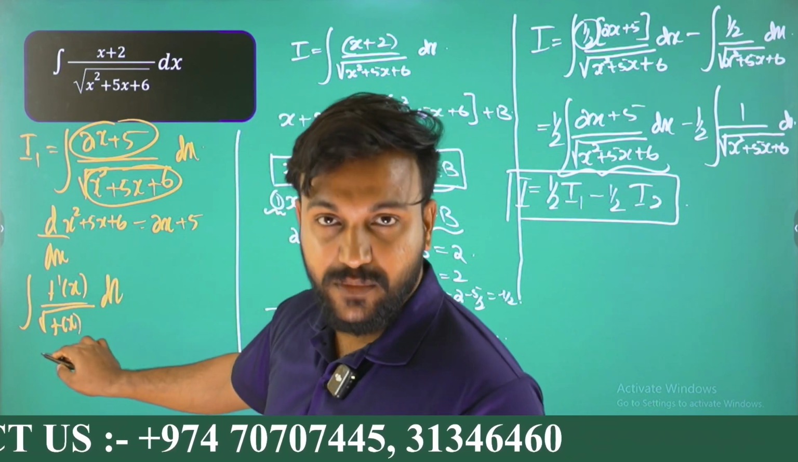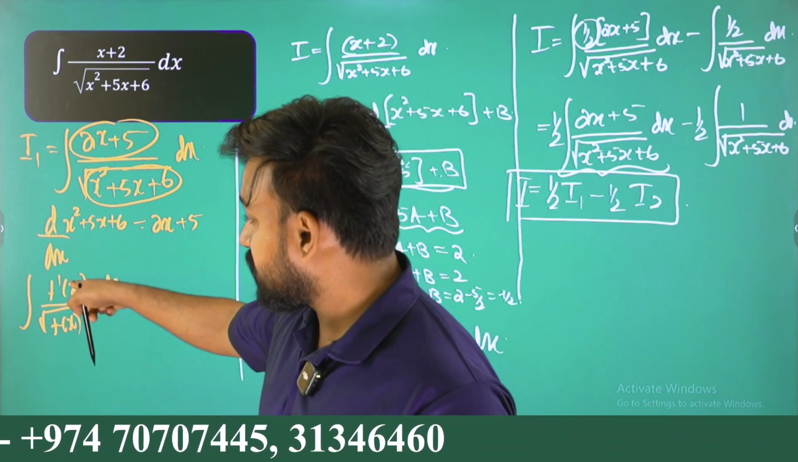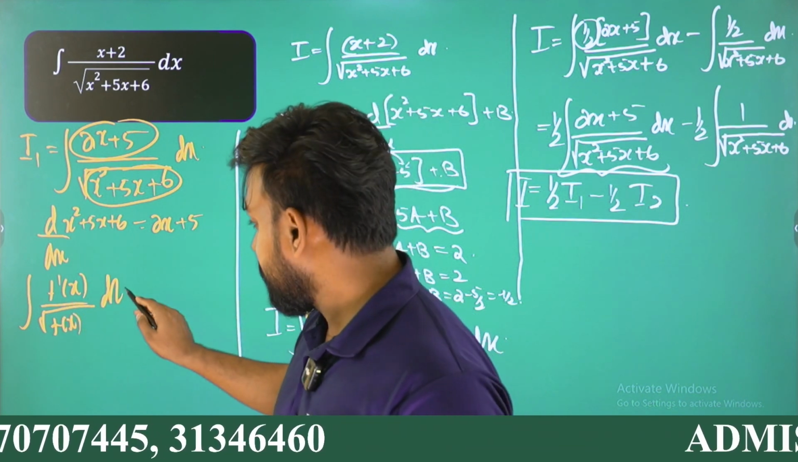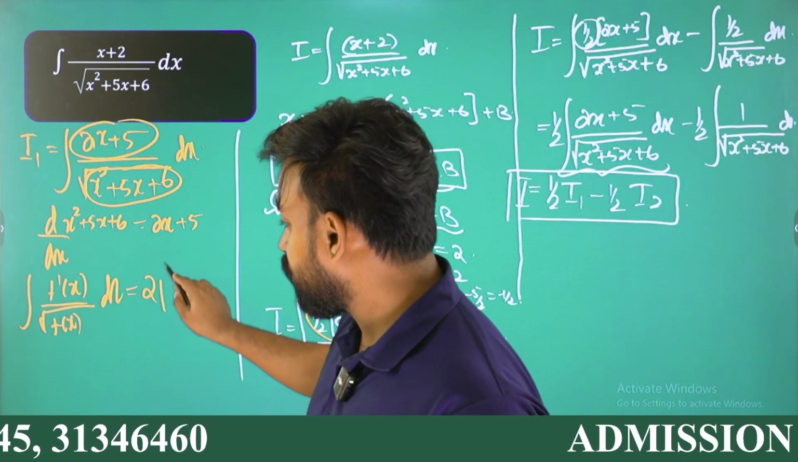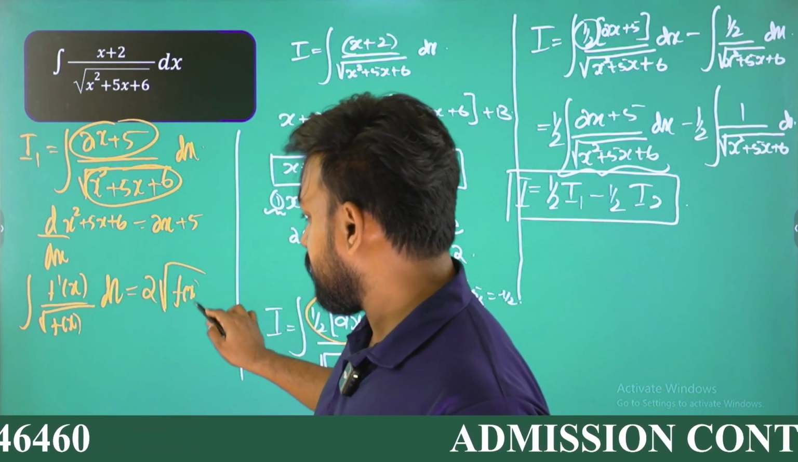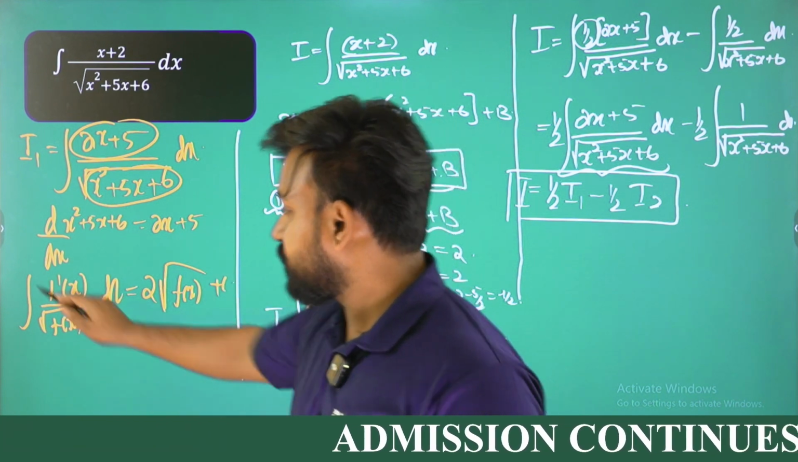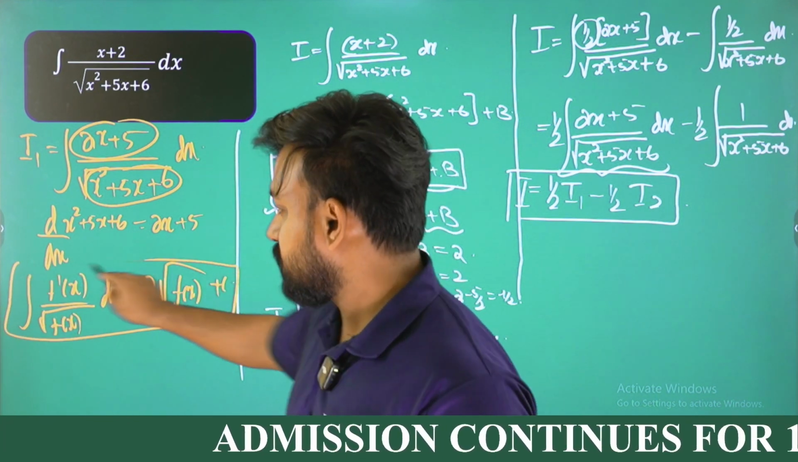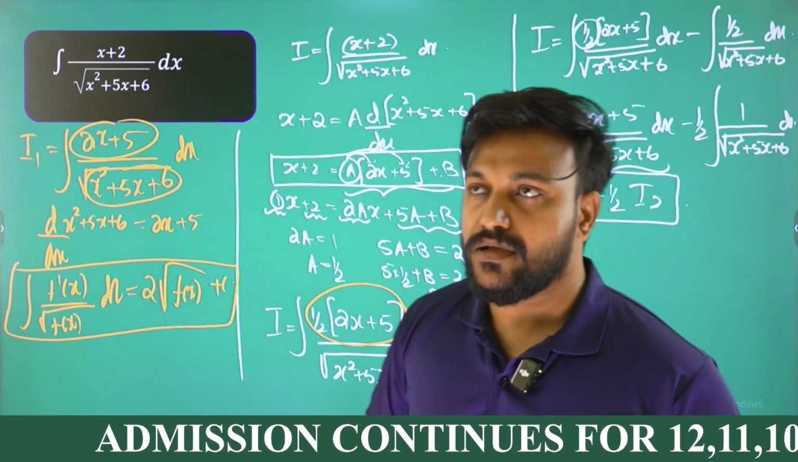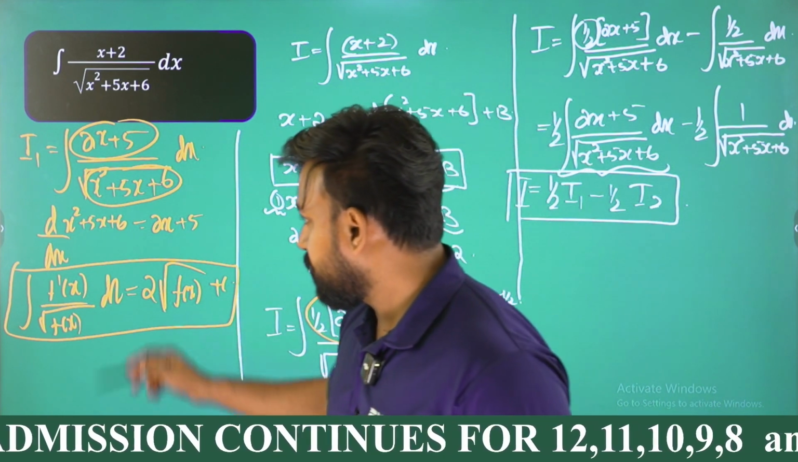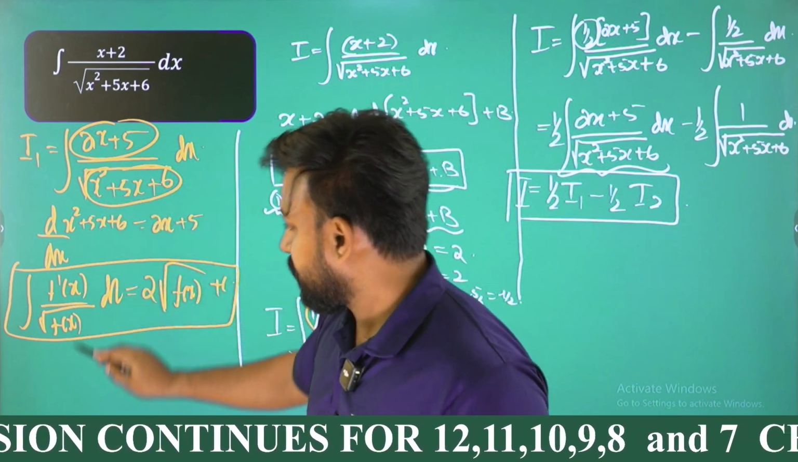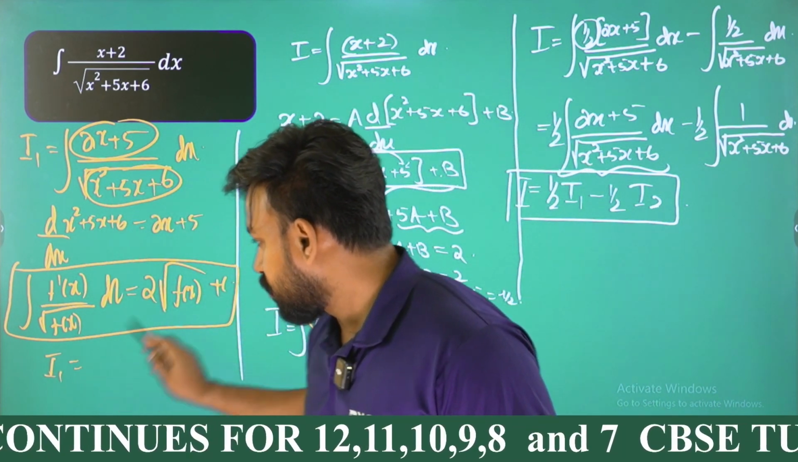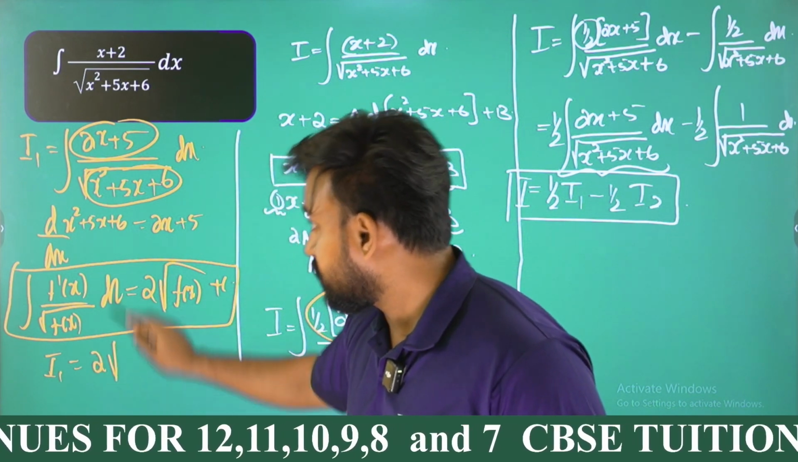If the function is in the denominator within the root and the derivative of that function is in the numerator, then the answer will be 2 root of f of x. This is not in the results, but you have to add this to your result sheet and memorize it. So this is the function, this is the derivative, and the answer is what? I1 is equal to what? 2 root of the function.